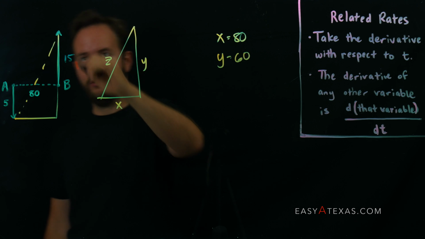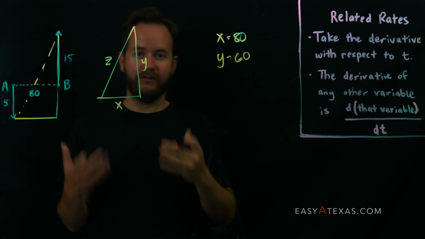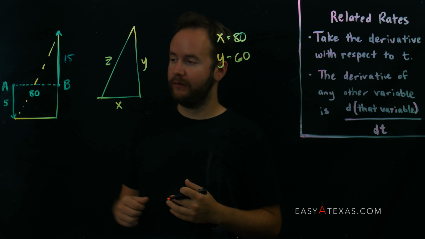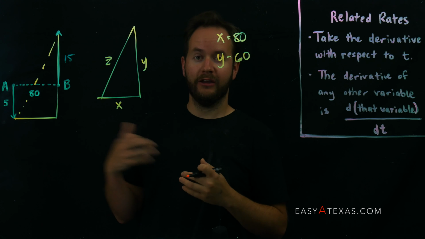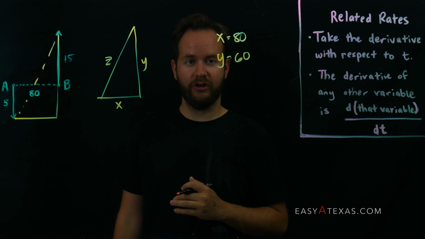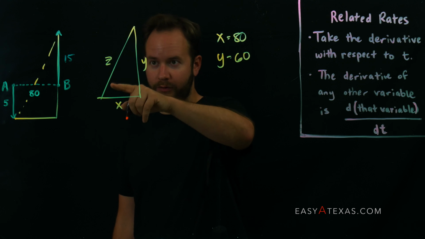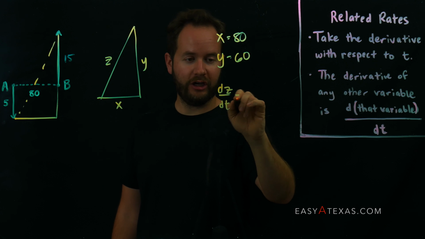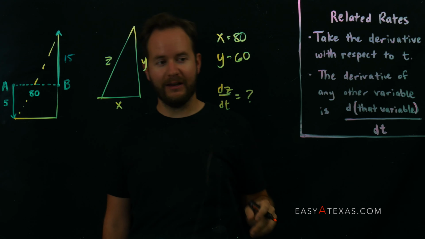This is just because going north at 15 miles an hour for 3 hours, that'd be 3 times 15, or 45 miles. And again, ship A is going south at a speed of 5 for 3 hours, gives me 15 miles. So in total, a vertical distance of 60 miles has been put between the ships. And we're trying to figure out how fast the distance between ship B and ship A is changing at 3 p.m. So dz/dt equals question mark.